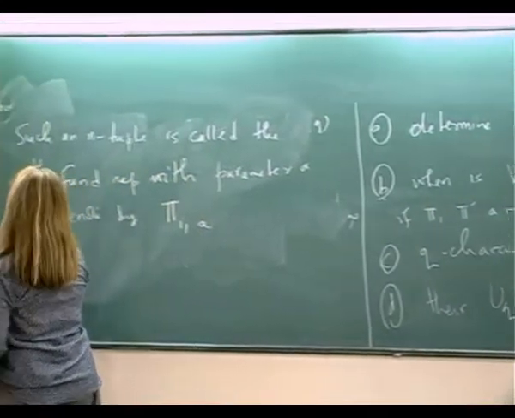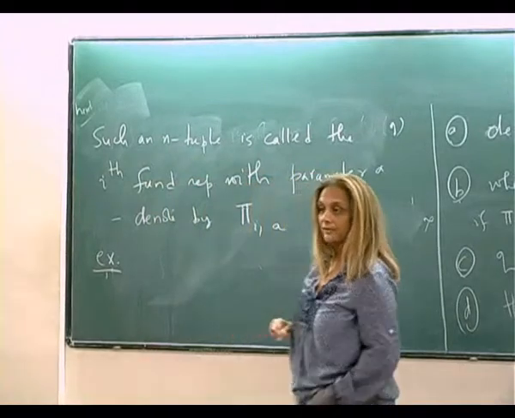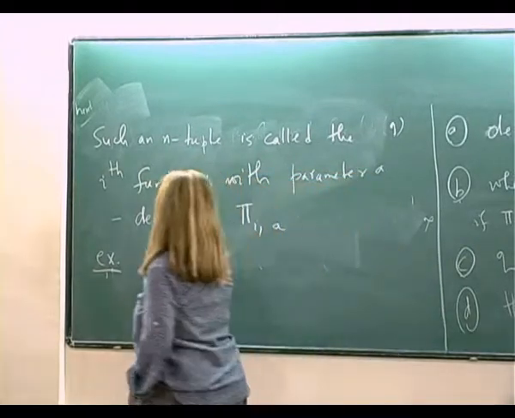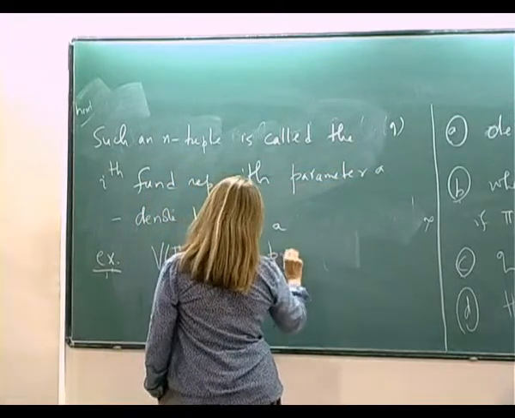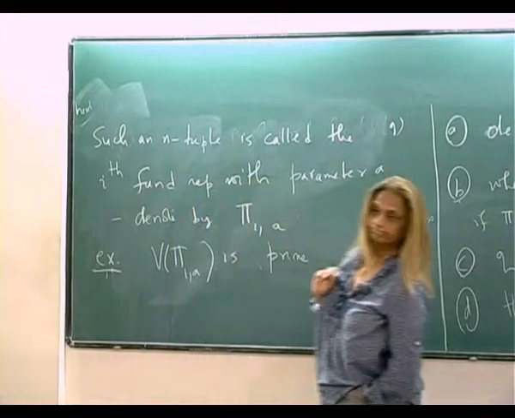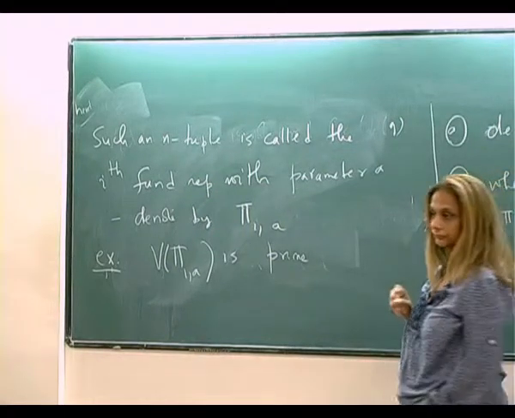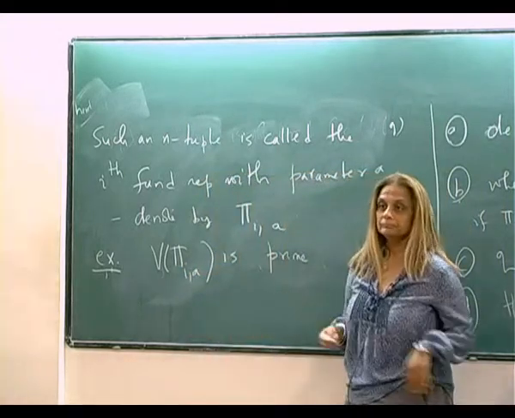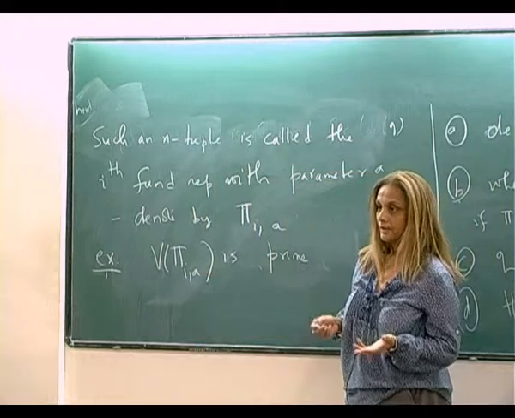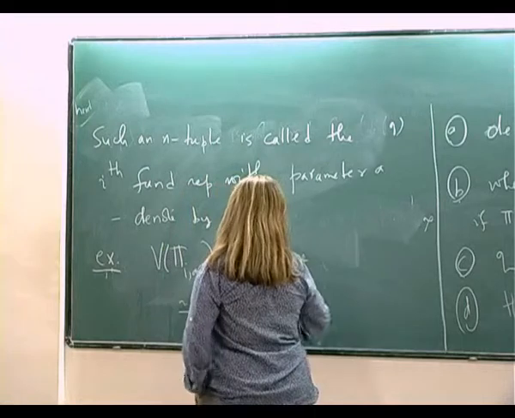Well, here's an exercise, which again you should be able to do. Broadly speaking, all the material that you need to do this exercise is there. V_pi^A is prime. So how would you try to prove this exercise? If it's not prime, it's a tensor product of two things, correct? So supposing it's isomorphic to V_pi tensor V_pi prime.